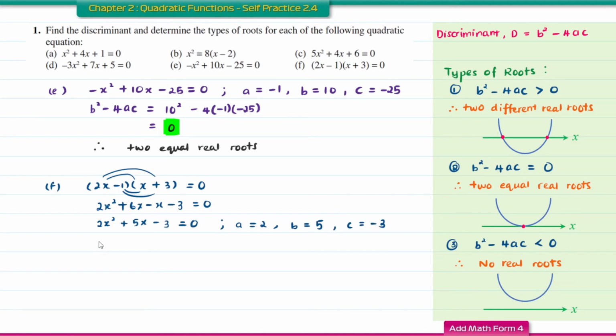So its discriminant is equal to 5 squared minus 4 times 2 times negative 3. Solve this and you're going to have the answer of 49. So the value of this discriminant is greater than 0. Therefore, the quadratic equation for question F will have two different real roots.